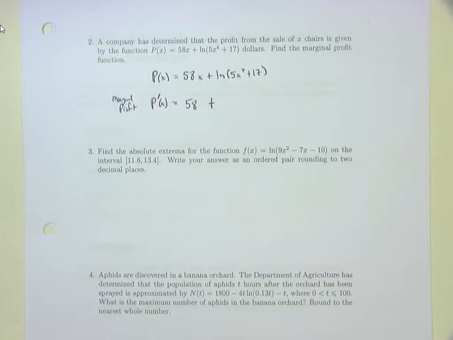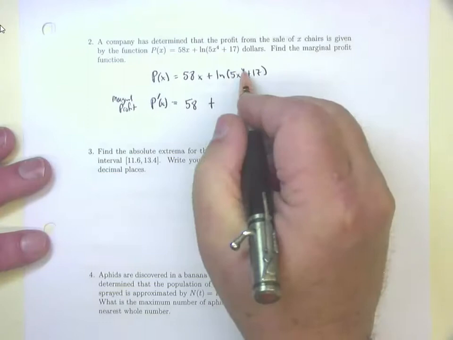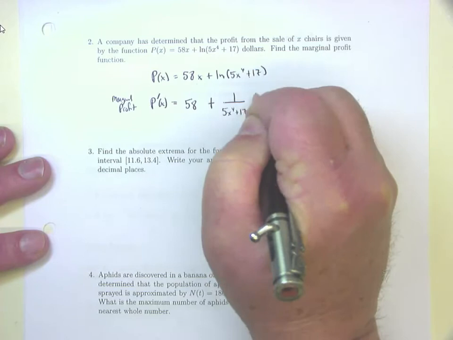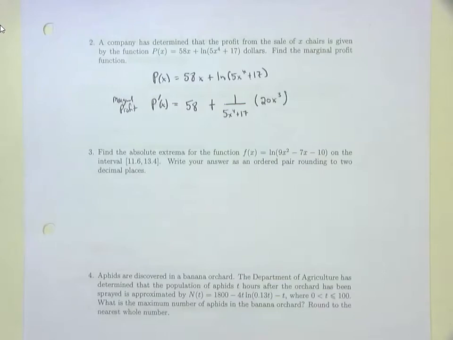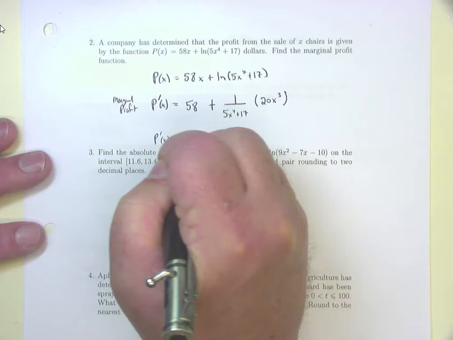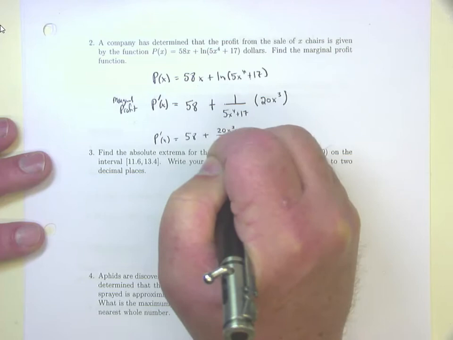So the derivative of natural log of 5x to the 4th plus 17 is going to be 1 over 5x to the 4th plus 17 times the derivative of the inside. Derivative of 5x to the 4th is going to be 20x cubed plus derivative of 17 is 0. So there's my answer. And if I was going to type this thing in, just to make it look good, P prime of x would be 58 plus 20x cubed over 5x to the 4th plus 17.